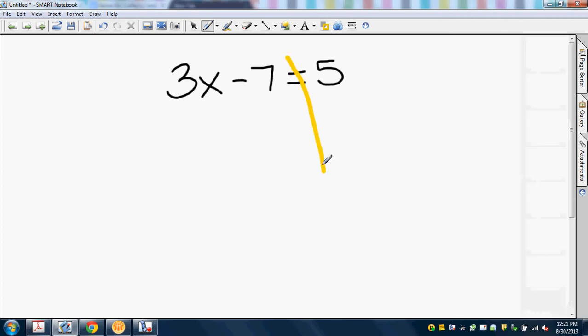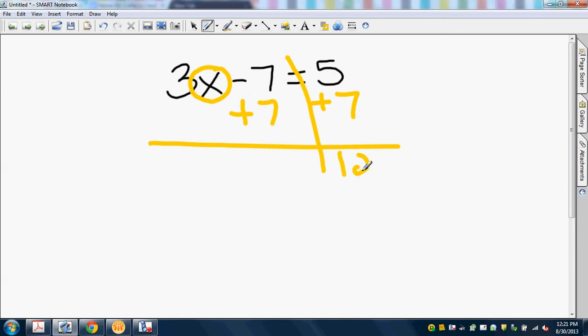So for this problem, I've got my two sides of the equation, and so I've got my 3x minus 7 and my 5. And the idea here is to get the variable completely by itself, so it just says x is equal to some number. And whatever I do to one side, I have to do to the other. So to get the variable by itself, I'm going to start off by adding 7. But if I add 7 on the left, I want to add 7 on the right. So 5 plus 7 is 12. Negative 7 plus 7, those cancel out, and that leaves me with just 3x on the left.